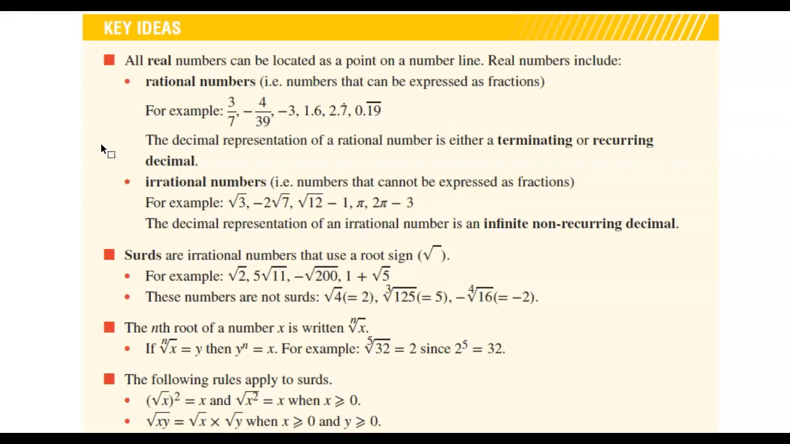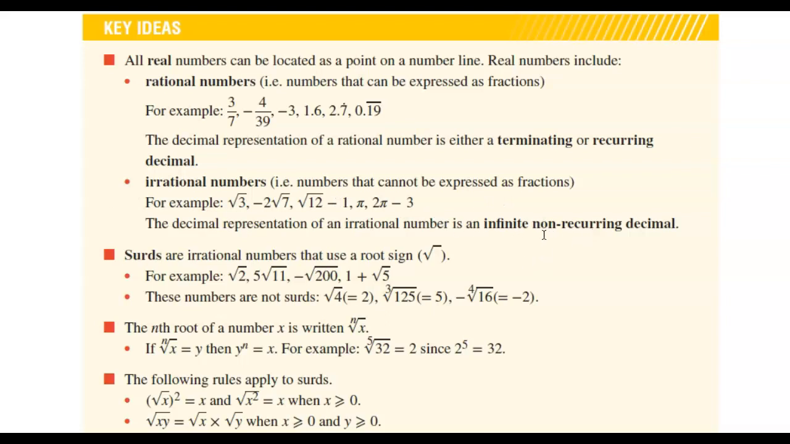The decimal representation of a rational number is either a terminating or recurring decimal, and irrational numbers are numbers that cannot be expressed as a fraction. So, for example, the square root of 3, -2 root 7, root 12, -1, pi, 2 pi minus 3. They're all irrational numbers. So the decimal representation of an irrational number is an infinite, non-recurring decimal. So it keeps going on forever.